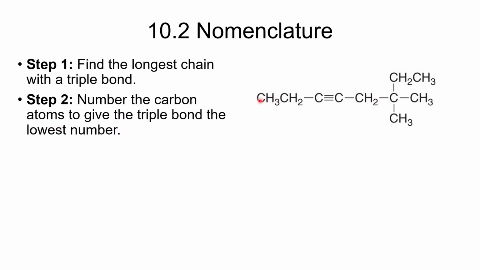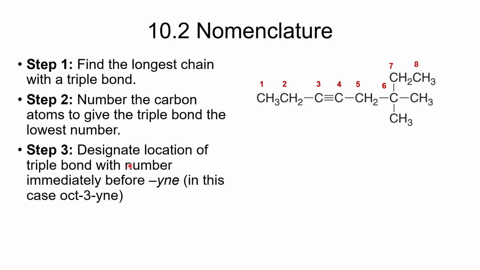So we're going to number from the left side here. So 1, 2, 3, 4, 5, 6, 7, 8. All right. And as far as where the position is, we count to which bond. So the third bond, which is the bond right after the third carbon, is where the alkyne is. So we would call this 3-octyne, or in the new system, oct-3-yne.